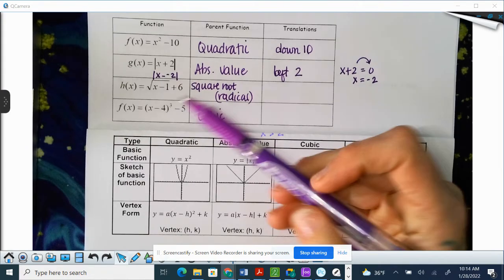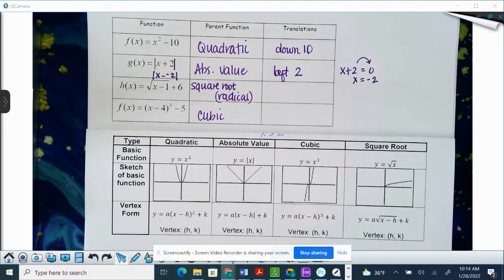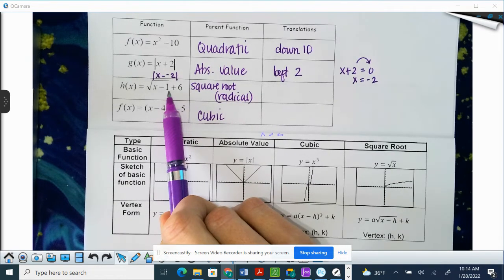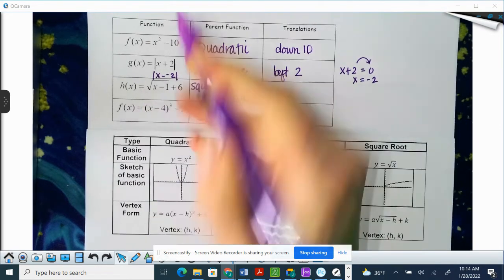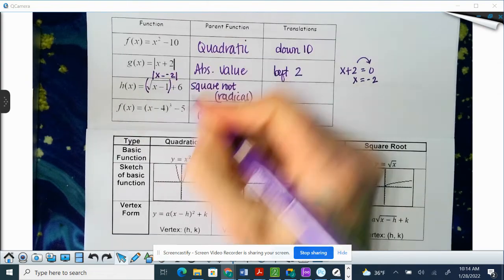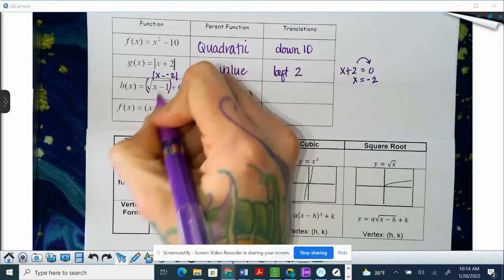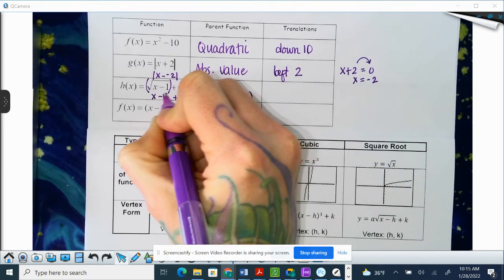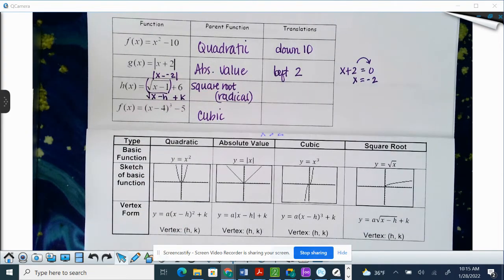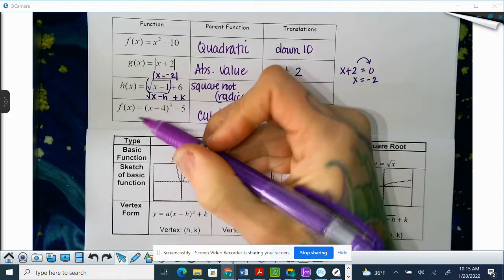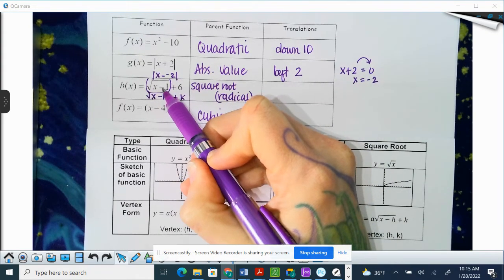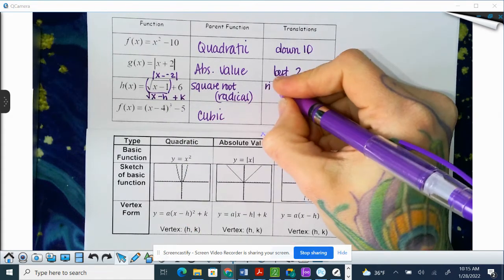Now, looking at our radical or square root function, there's a lot of things going on. So we have minus 1 outside of our radical, and then plus 6. So that's x minus h plus k, is our outline or our rule. Since it's minus, that means we plugged in a positive 1 because the minus stayed the same, which means it's going to go to the right 1.